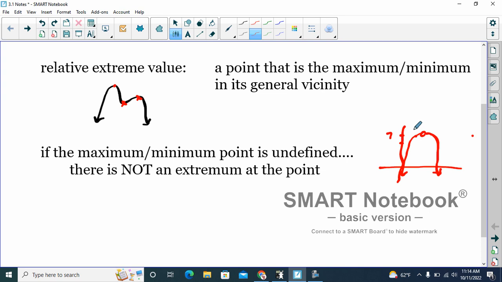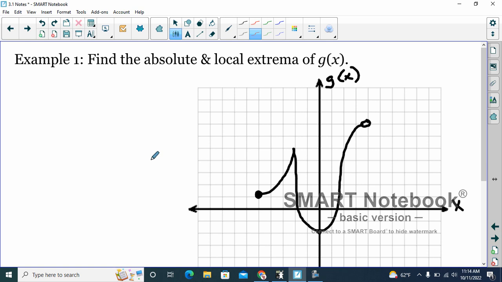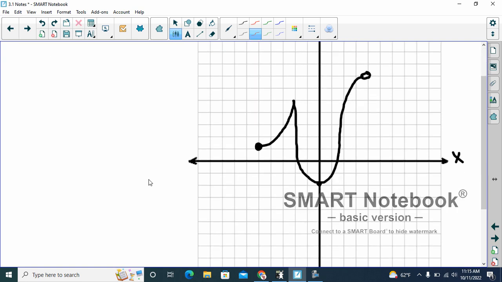And that's a rare case. Most of the time that does not happen. So example one, we were given a graph and we were asked to find the absolute and local extrema. The word local means in that area. That's the same thing as relative extrema of the graph of g of x. Find the absolute and local extrema of g of x, and we are given a graph of g of x.